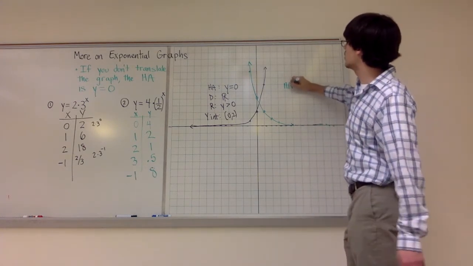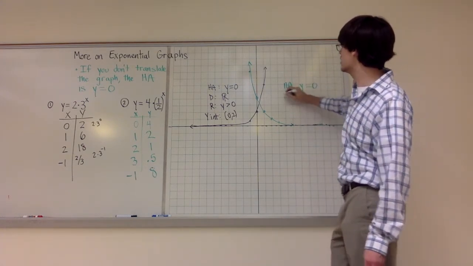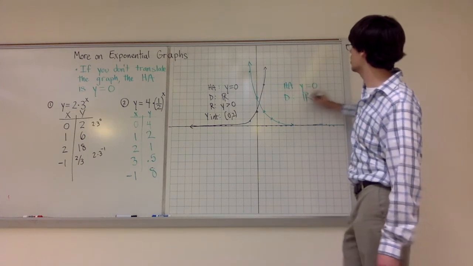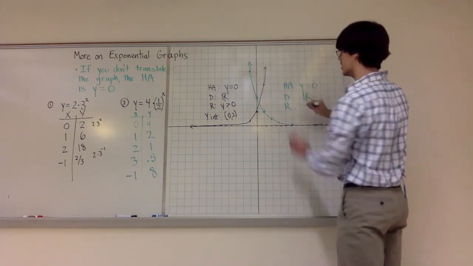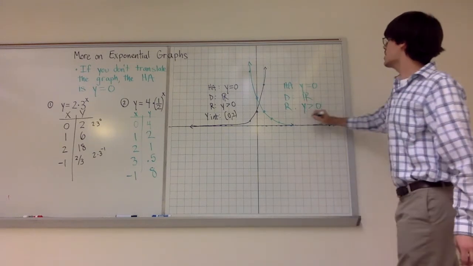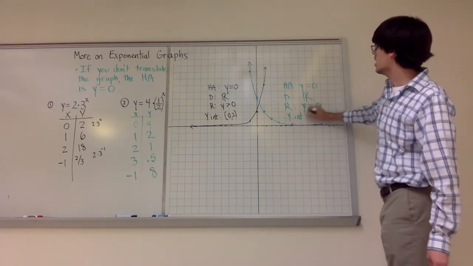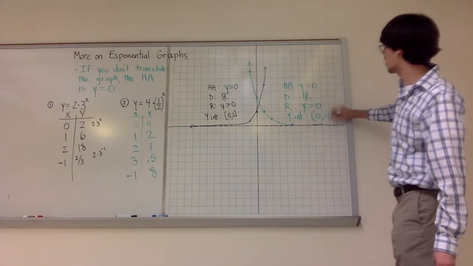Running through my pieces real fast. Horizontal asymptote, y equals 0. Domain, all real numbers. Range, even though it's going this way, it's still y is greater than 0. And my y-intercept on this one is 0, 4.